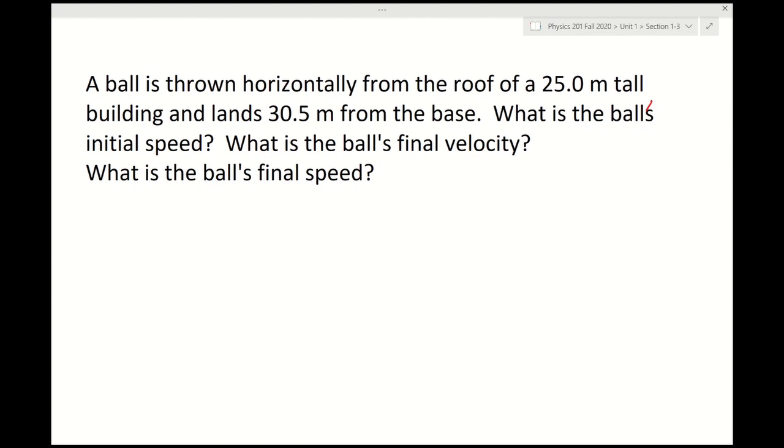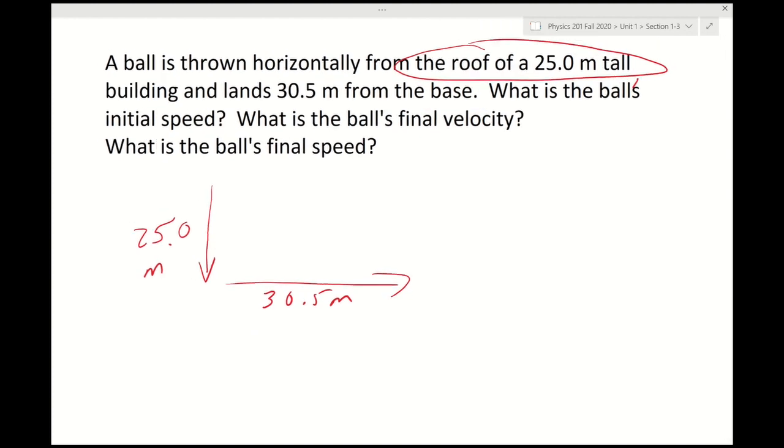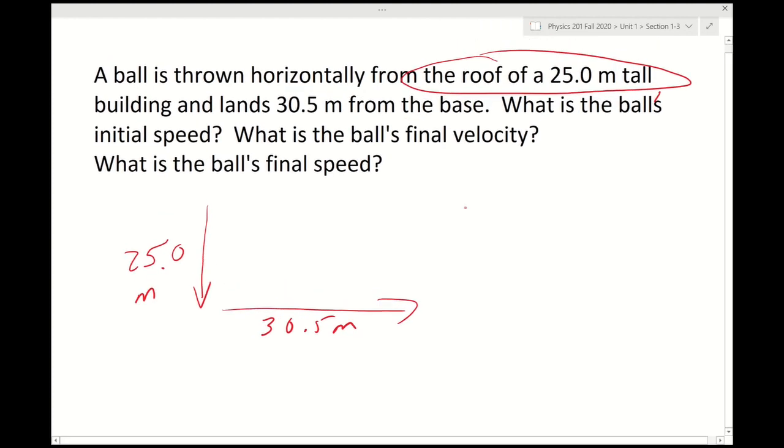So, the ball is thrown horizontally from the roof of a 25-meter tall building. Vertically, it falls 25.0 meters. In that same time, it travels horizontally 30.5 meters. Well, vertically it is all based on gravity. From the time it leaves the individual's hand, the only thing acting upon it would be gravity.